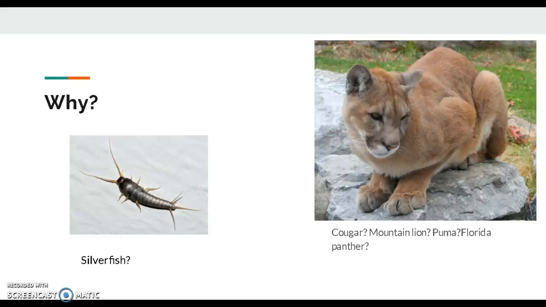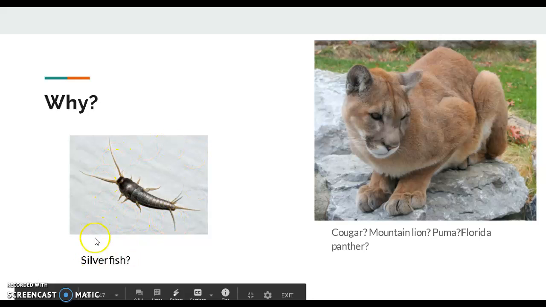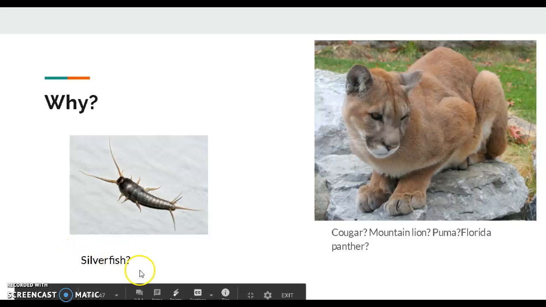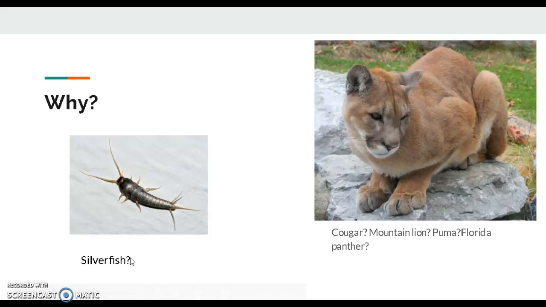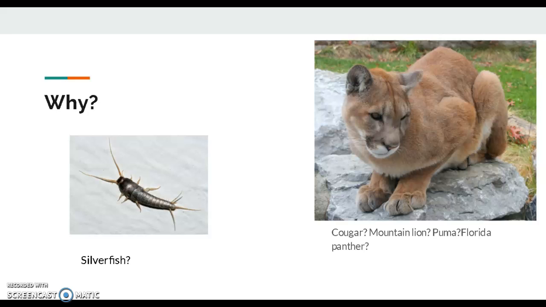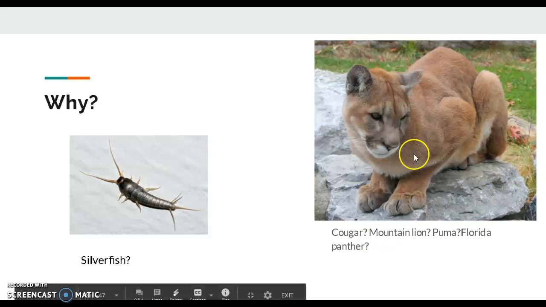The other issue with common names is that they can be misleading. For example, this is an insect called the silverfish, but it's not a fish. So that name can be misleading. And then sometimes with certain animals, we can have multiple common names for the same animal. So, for example, this animal right here, you can refer to it as a cougar, a mountain lion, a puma, or a Florida panther. But if you use the scientific name for it, Puma concolor, then everyone knows that you are talking about the same animal.